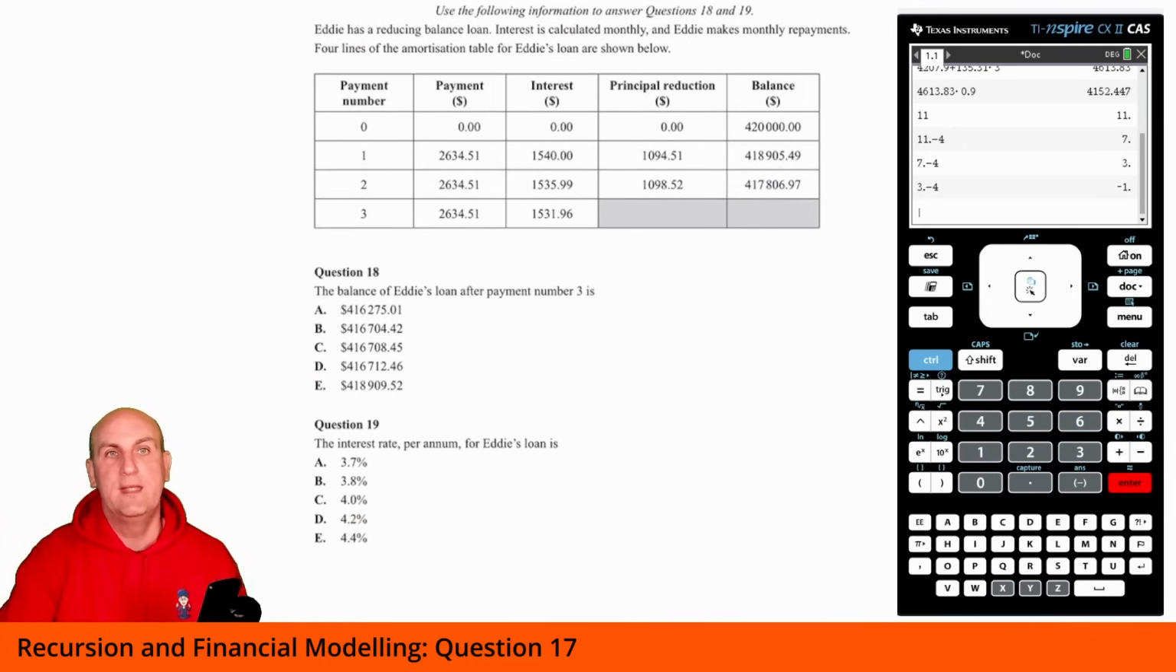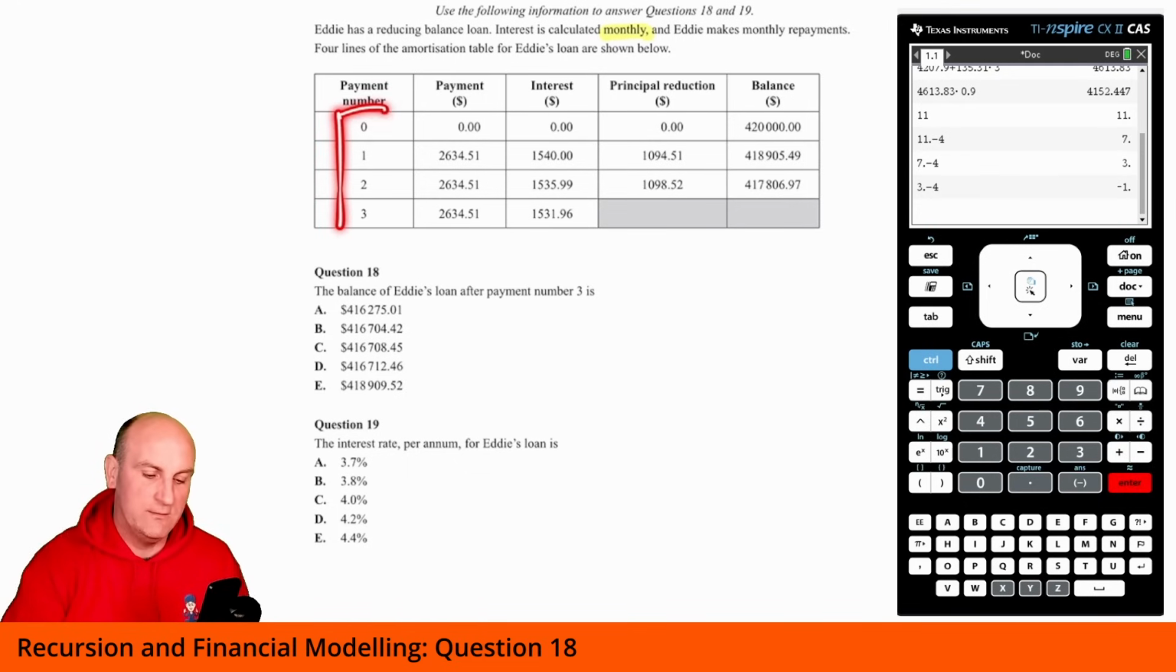Questions 18 and 19, you can use the following table. Eddie has a reducing balance loan. Eddie in Victoria, it's going to cost him a fortune. Interest is calculated monthly, and that's important. I'm going to highlight that because financial questions often have it. Eddie makes monthly repayments. That tells me that each of the lines in this amortization table is a monthly payment. Four lines of the table for Eddie's loan are shown below. The balance of Eddie's loan after payment number 3 is.